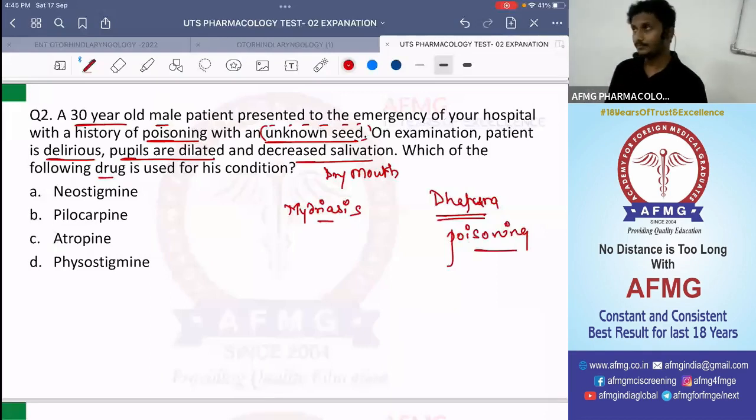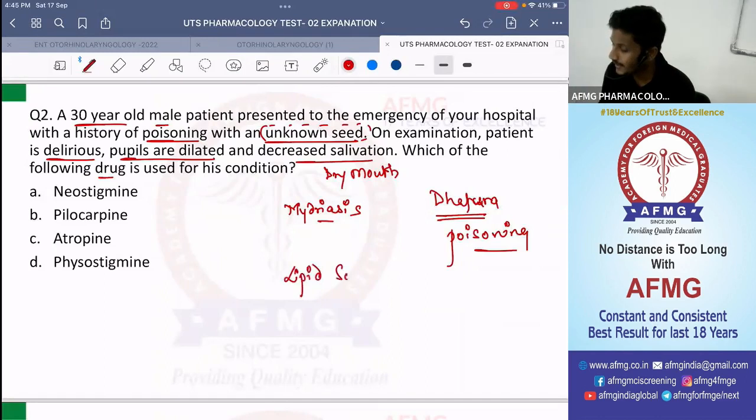Anybody? So if it is an anticholinergic poisoning, something like dhatura poisoning, we need to give a cholinergic drug. And the cholinergic drug which is given to this patient is a soluble agent. Why will we give a soluble agent and not a non-soluble agent? Which soluble, lipid or water soluble? We will give a lipid soluble agent.